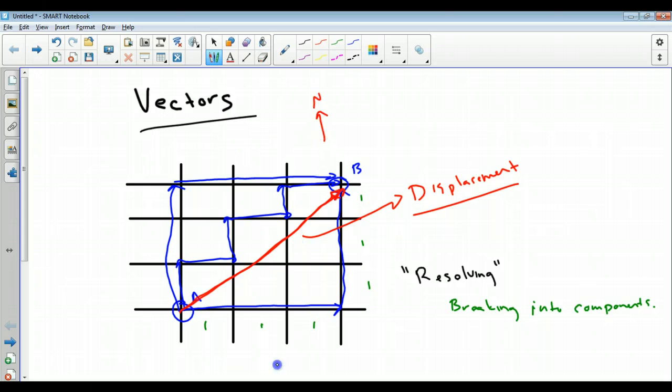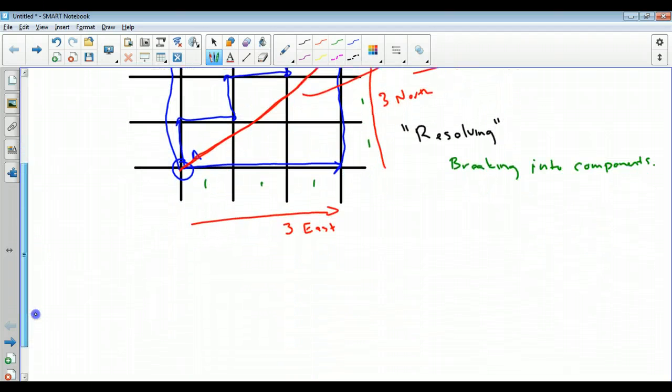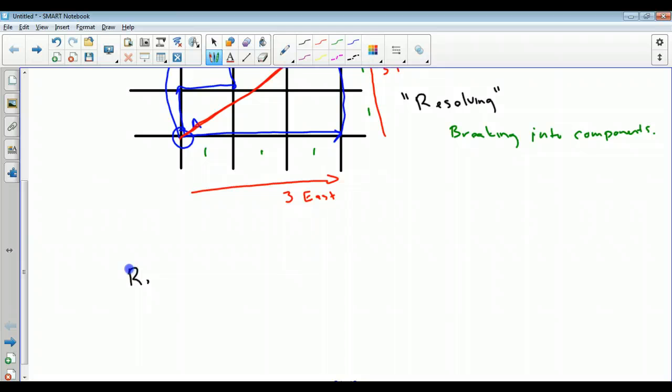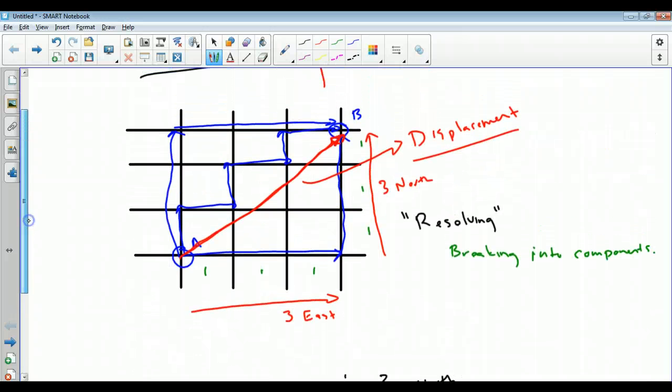Saying that north is up, that means that we're going over 3 to the right, or to the east, and then up 3 to the north. So if I were to break this red vector into components, I would say that my red displacement is given as 3 units to the east, and then 3 units north. If I were to go 3 units east and 3 units north, I could get exactly to where I needed to, location B.